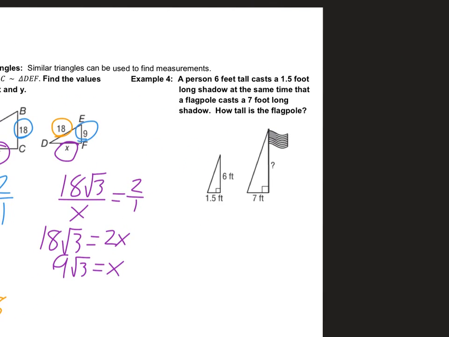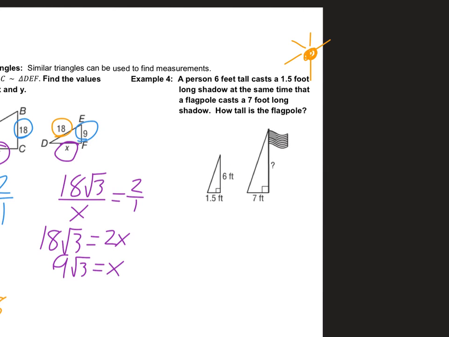Word problem. Example 4. A person 6 feet tall casts a 1.5 foot long shadow at the same time that a flagpole casts a 7 foot long shadow. How tall is the flagpole? So if we think about the sun, let's draw a little sun up here for us. The sun sends out rays of light that form two similar triangles because the sun's angle is going to be the same. Now these two triangles here would be similar under our side-angle-side relationship.